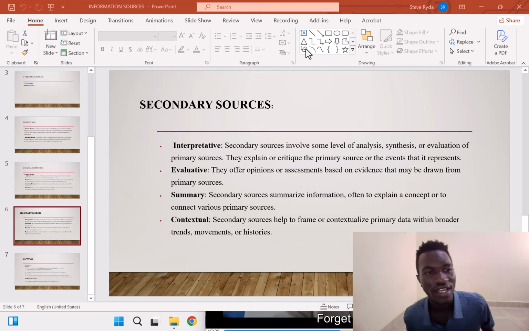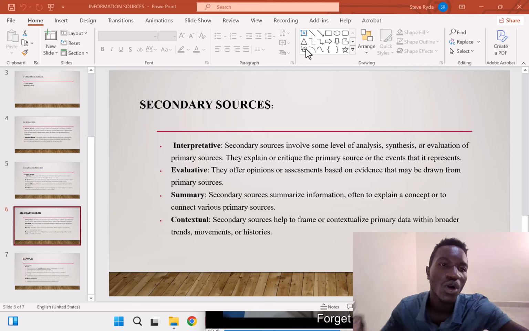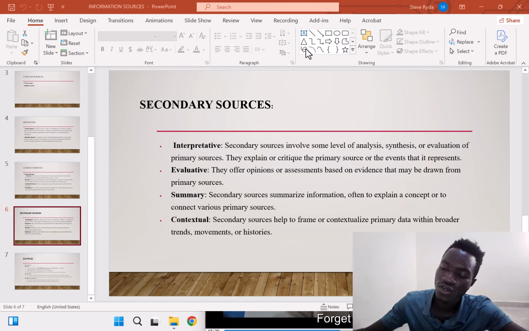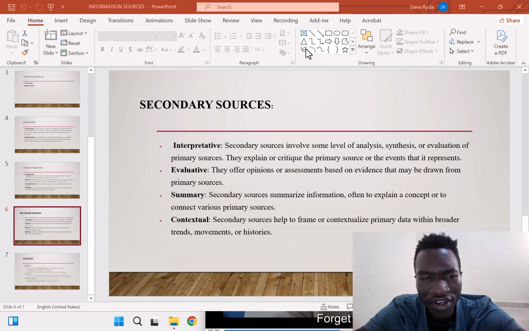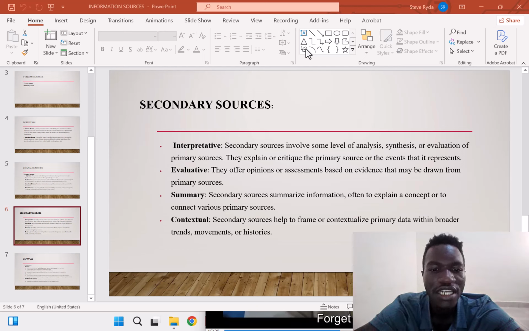We stopped on the ethics of secondary sources as we continue on our secondary sources. So here we're looking at the ethics of these secondary sources. We are saying that, as we know, secondary sources provide a summarized form of the first-hand information that is from the primary sources. So the ethics of secondary sources, we have: it is interpretative.